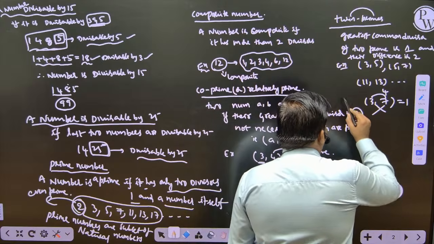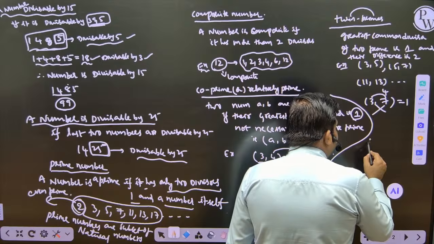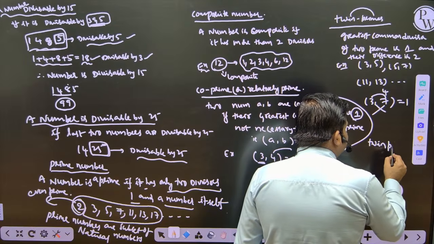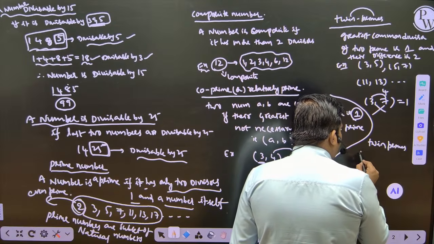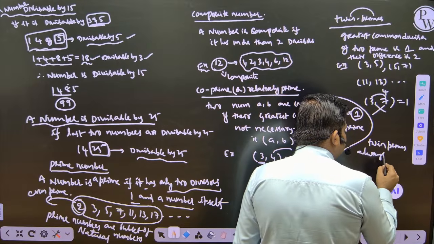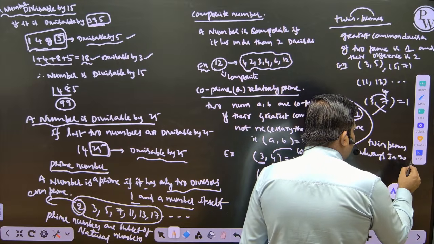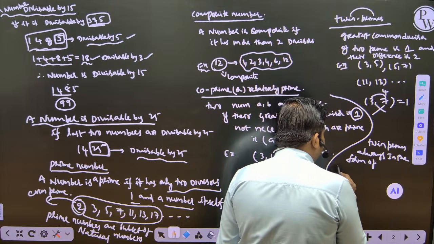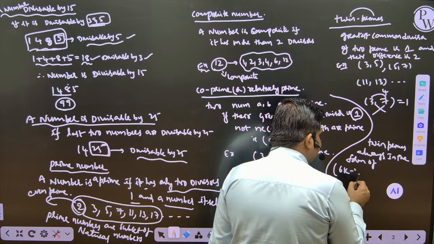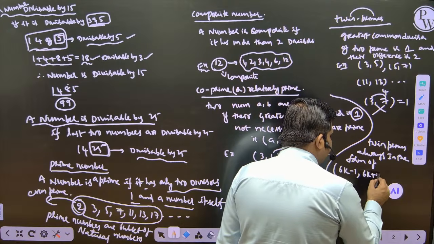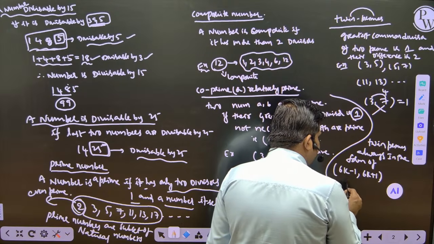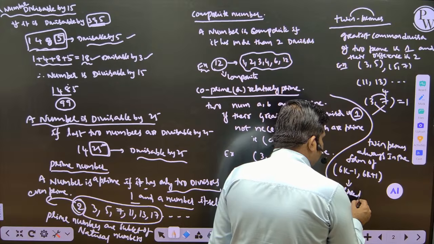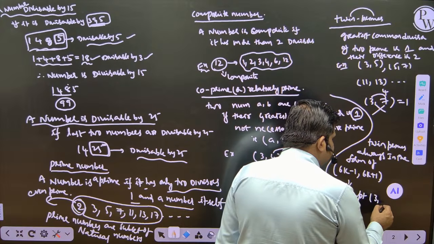And also, twin primes are always in the form of 6k minus 1, 6k plus 1, except 3, 7.